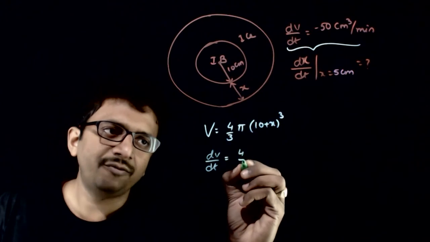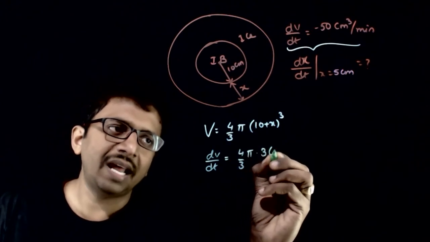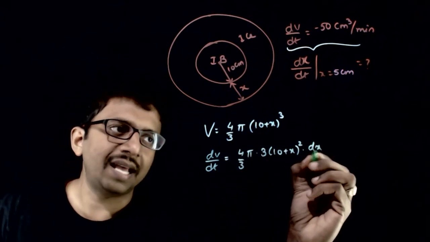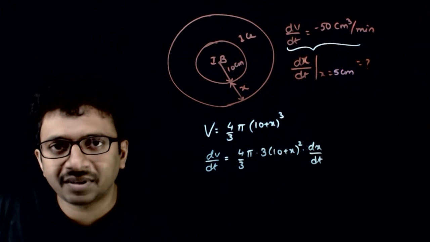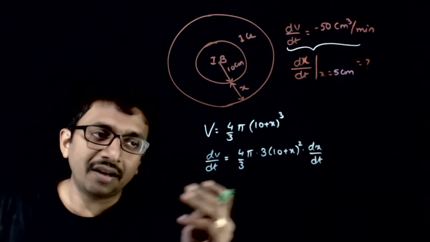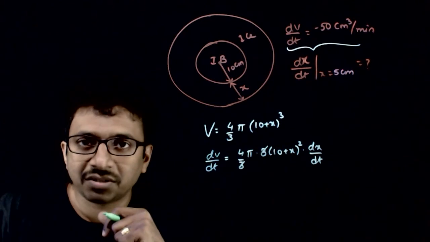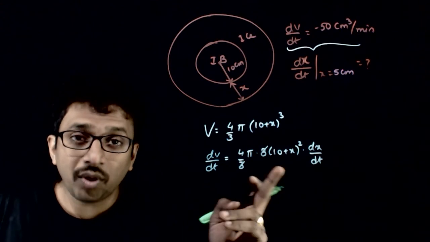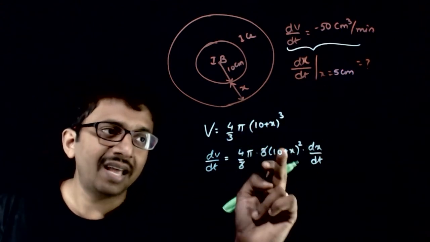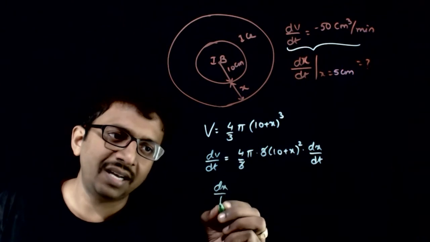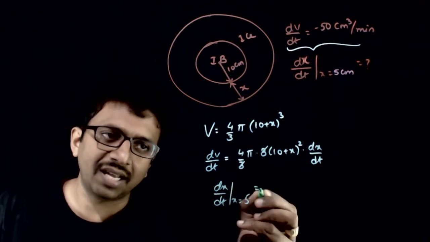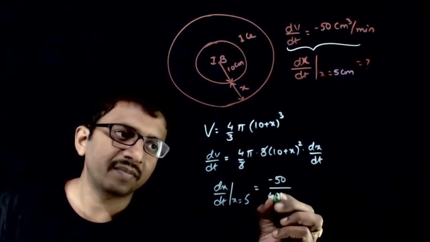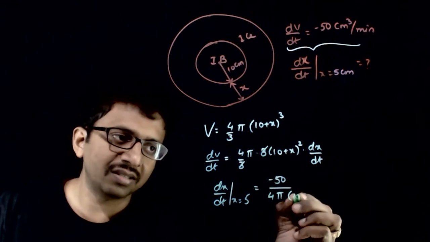dV/dt is nothing but 4/3 times π times 3 (10 + x)² times dx/dt, right? Now, dV/dt is constant. I just want to find the rate of change of the thickness when the thickness is 5 centimeters. That is, x = 5. So dx/dt when x = 5 is nothing but dV/dt, which is -50, divided by 4π (10 + 5)², which is 15².